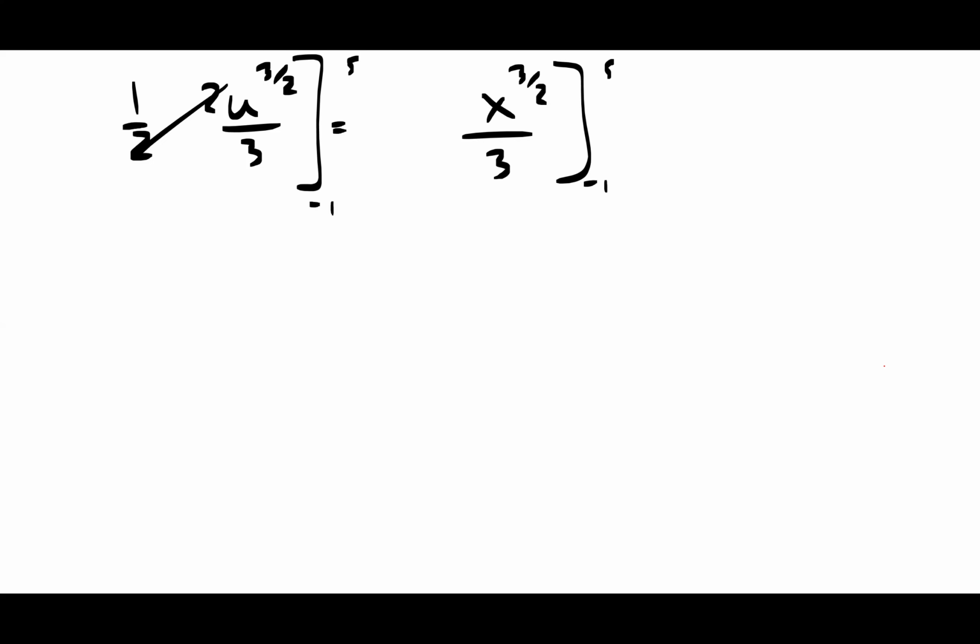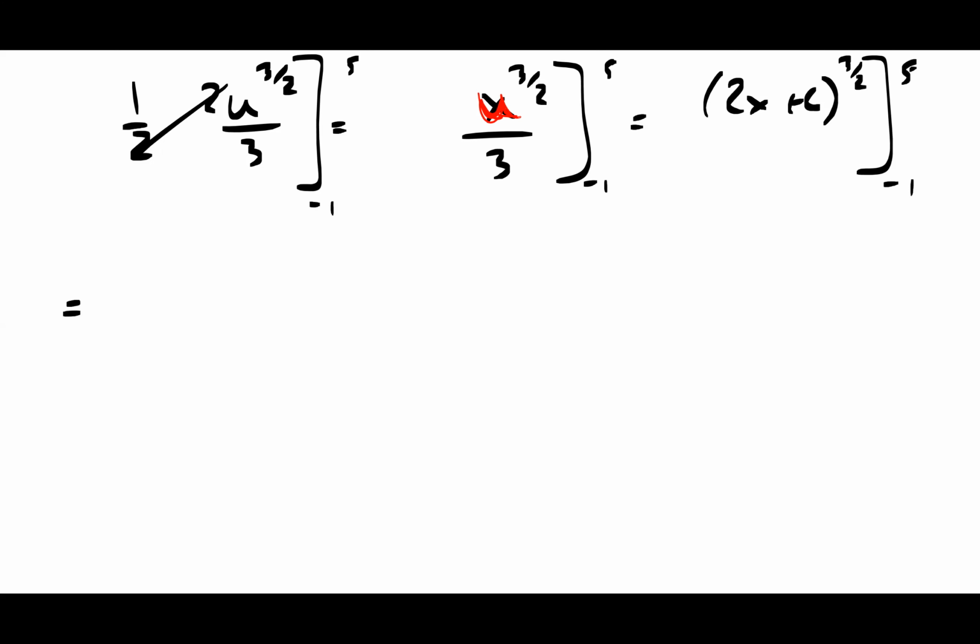Oh, you know what? I made a little mistake here. That's not x, that is a u still. Is that right? Yeah, we changed the variable to u, so now let's change it back. So this would be 2x plus 6, to the 3 halves, times 2/3, going from -1 to 5.